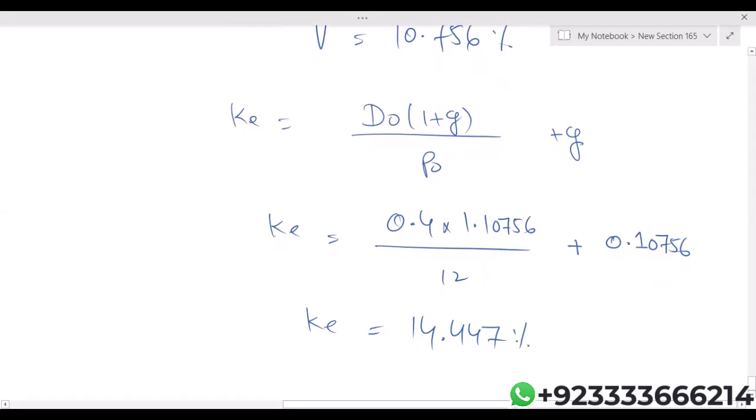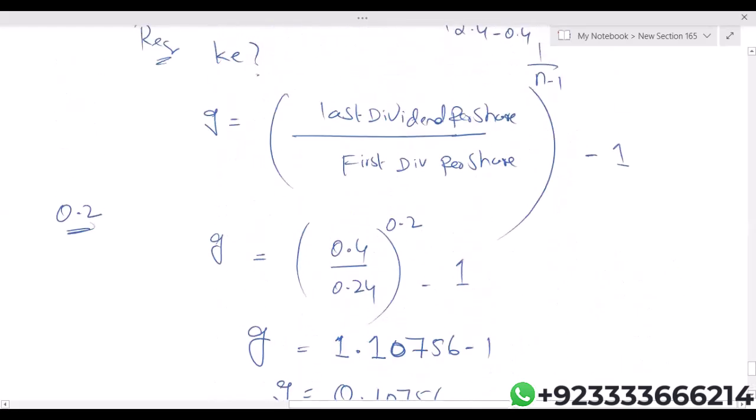Yeah, it's true. Students, I'm waiting for your confirmation. Your KE is 14.44. Waiting for your confirmation. That's true. It's okay. Now let's go to the spreadsheet and quickly see how to calculate. Actually, only one thing, that is the growth rate.